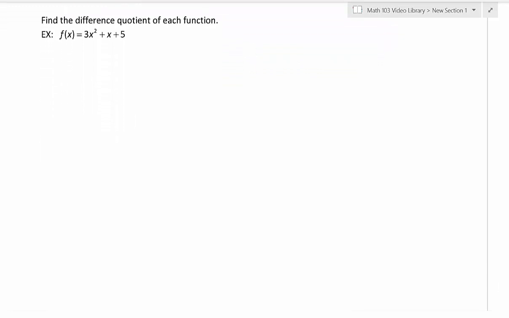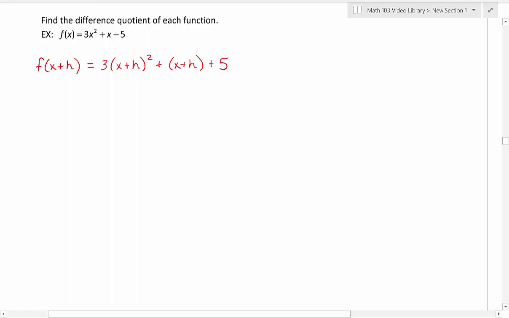Here our function is f of x equals 3x squared plus x plus 5. Anytime your function is a polynomial, I recommend you do the difference quotient in parts. Start by finding just f of x plus h. So we'll be replacing all the x's in our function f with the quantity x plus h. And then we want to simplify.